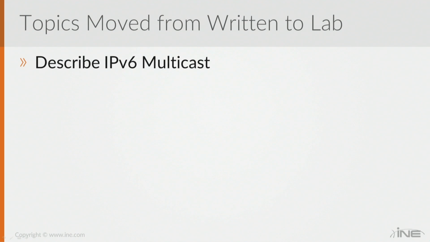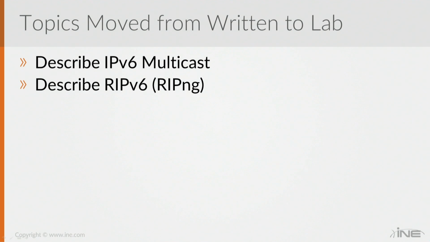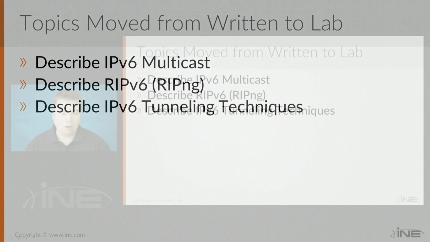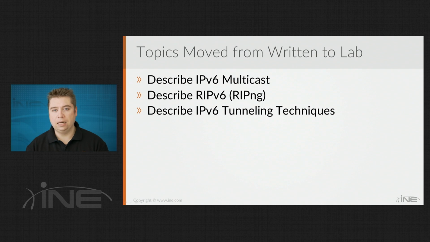Now, there are also some topics that they left in the scope, but they took them off the lab. For example, you're not expected to be configuring IP version 6 multicast anymore, but you need to know what it is. Same thing with RIPng, or RIP for IPv6, and also IPv6 tunneling techniques. I would assume this means that they're not going to test on things like automatic 6-to-4 tunneling or ISATAP tunneling, but still within the scope is going to be maybe IPv6 over GRE.